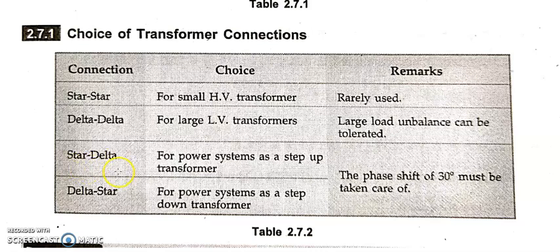The third one is star delta connection as well as delta star connection. Star delta is usually used for step up purposes, wherever you need to step up the voltage, whereas delta star connection is used at the step down transformer on the distribution side; this is at the substation side. We know that in star delta or delta star, a phase shift of 30° is always present, and that should be taken care of. And remember, we can't do any parallel connection with these. Parallel connection can be done only with the first two, not with the last two.